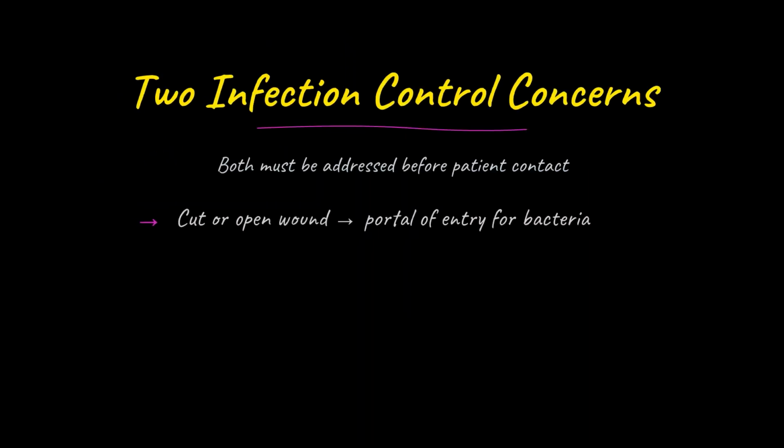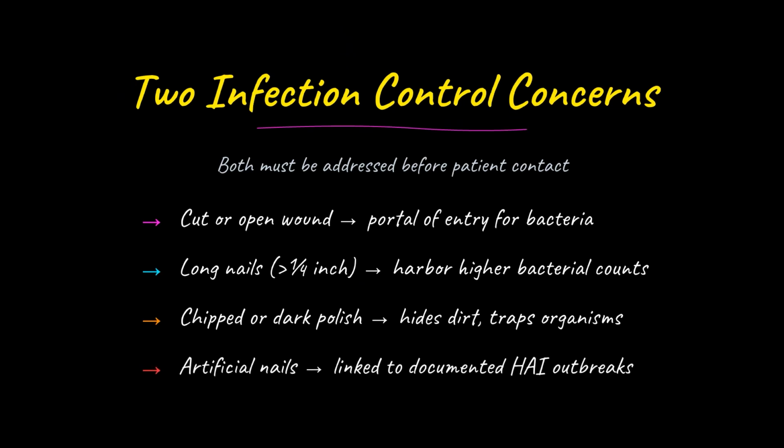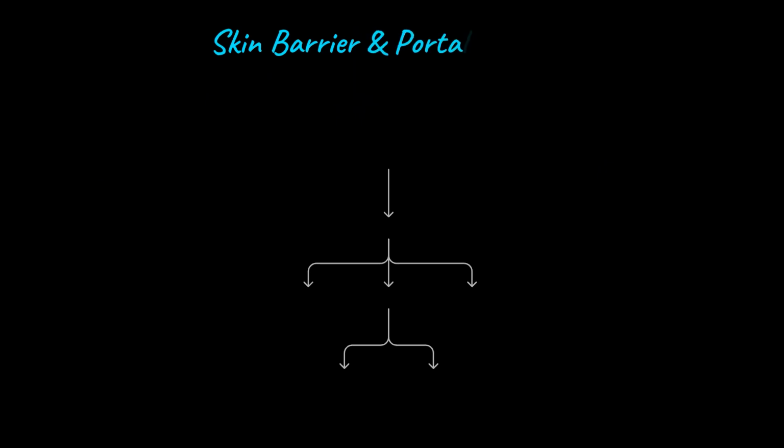There are 4 specific hand findings that violate safe clinical practice. An open cut creates a direct portal of entry. Nails longer than a quarter-inch past the fingertip harbor significantly more bacteria. Chipped or dark polish traps organisms in microscopic crevices. And artificial nails are prohibited in most direct care settings due to their link with infection outbreaks.